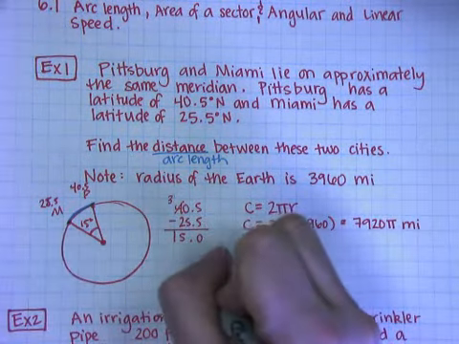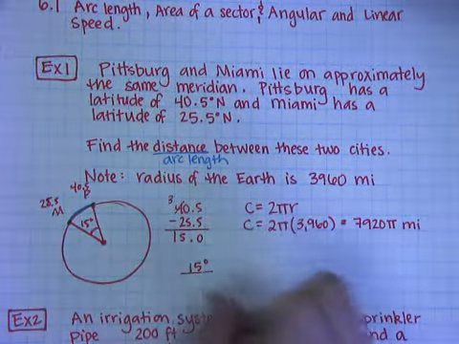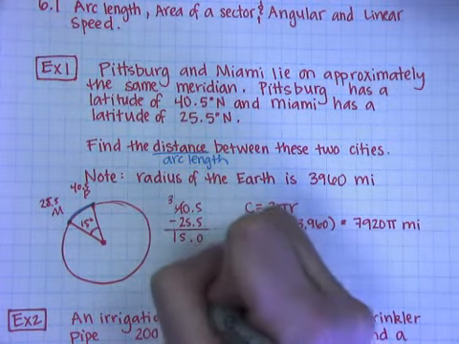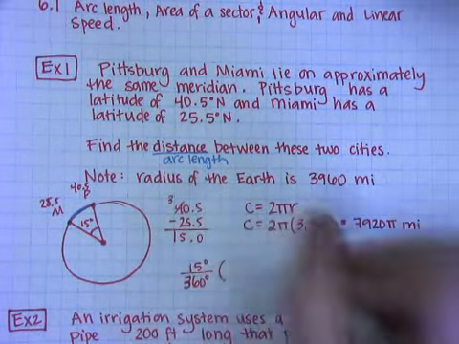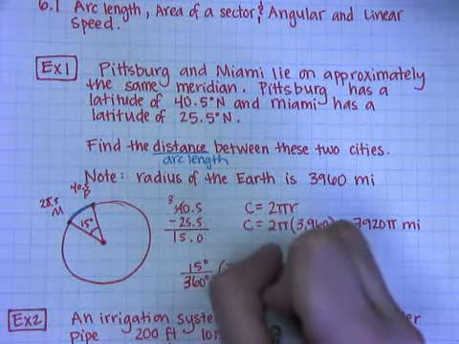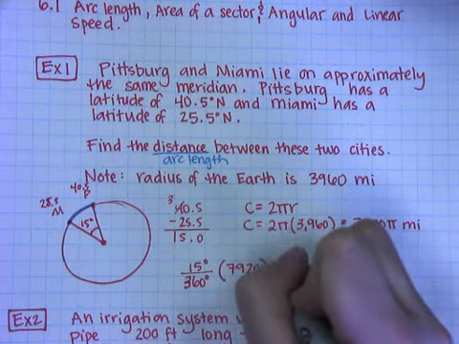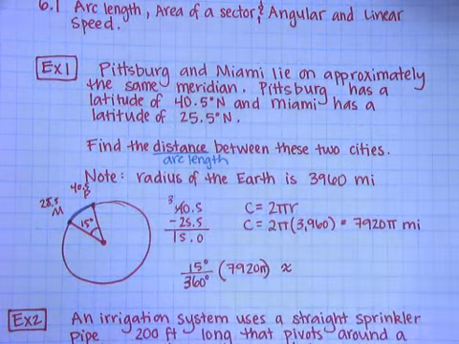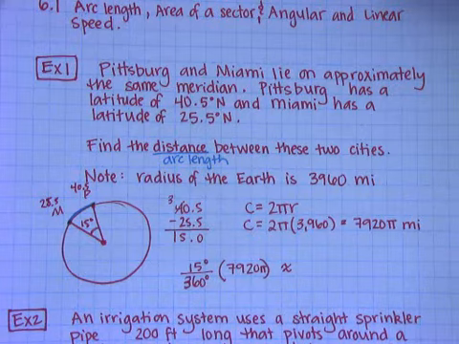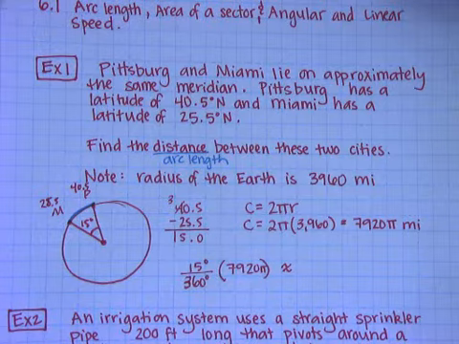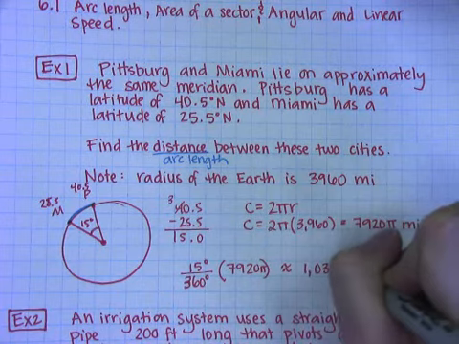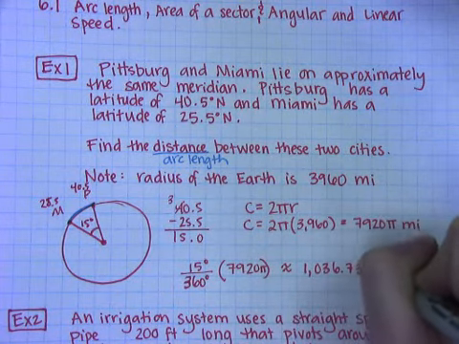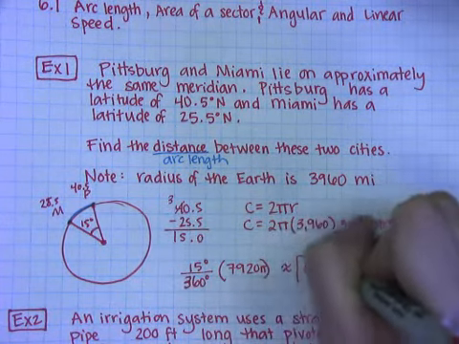Well, 15 degrees is out of 360 because there's 360 in a whole circle. So I have 15 out of the 360 degrees, and I'm going to multiply that fraction, that proportion, by 7,920 pi, and that will give me my approximate answer. So let's see, 15 divided by 360 and then times 7,920 pi gives me about 1,036.73 miles.